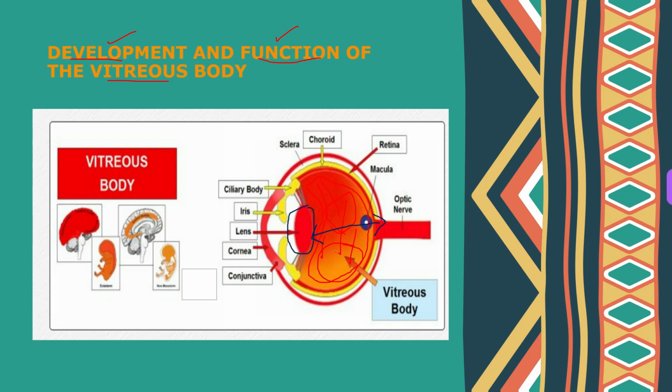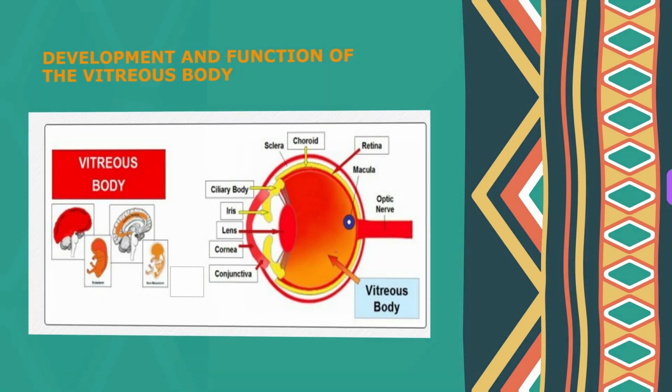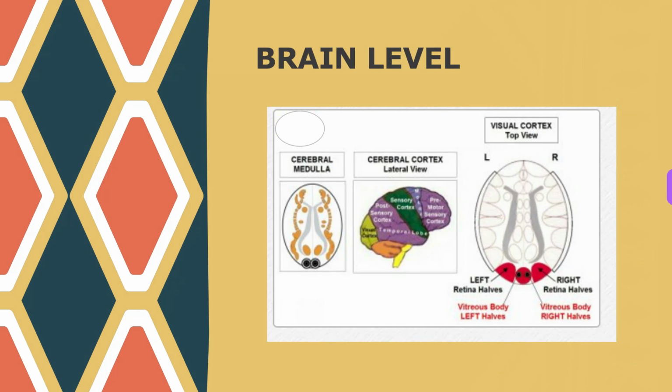So this was all about the development and the functions of the vitreous body. Now let's talk about the brain level, how the vitreous body is connected with the brain, so how they correlate with each other. The control centers of the vitreous body are in the visual cortex, as I have already said, that is the ectodermal part, and in the cerebral medulla, that is the mesodermal part.